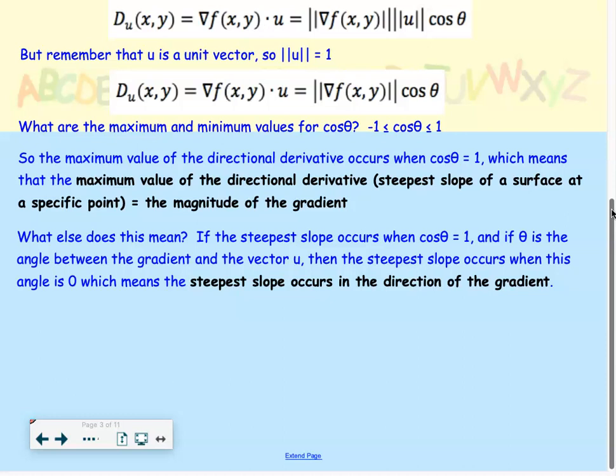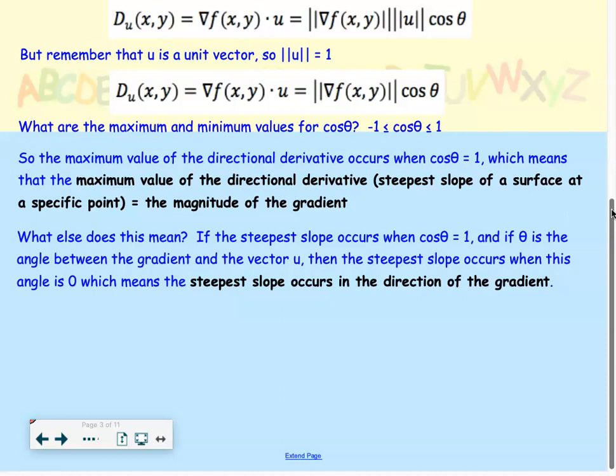So the maximum value of the directional derivative occurs when cosine is 1, which means the maximum value of the directional derivative, or the steepest slope of a surface at a specific point, is the magnitude of the gradient. What else does this mean? If the steepest slope occurs when cosine is 1, and if theta is the angle between the gradient and vector u, then the steepest slope occurs when this angle is 0, which means the steepest slope is in the direction of the gradient.